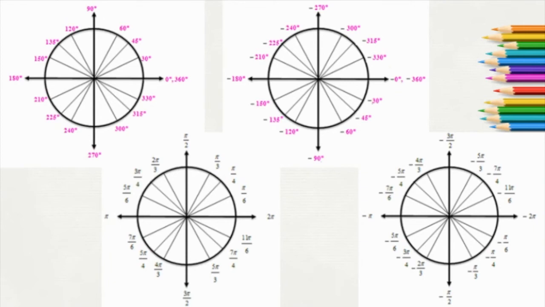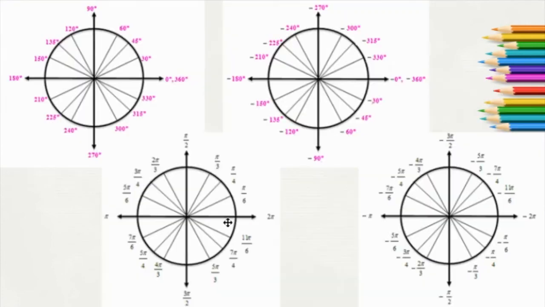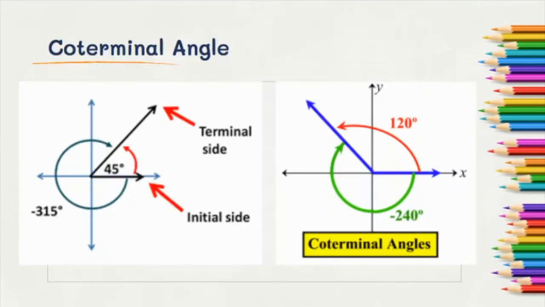So if we go back to a question from earlier, for example, if we wanted to find negative pi over 2, we'll see where that is. Negative pi over 2 is here. We could say that it's negative 90. We could say that it's 270. We could also call it 3 pi over 2. They are all the same.